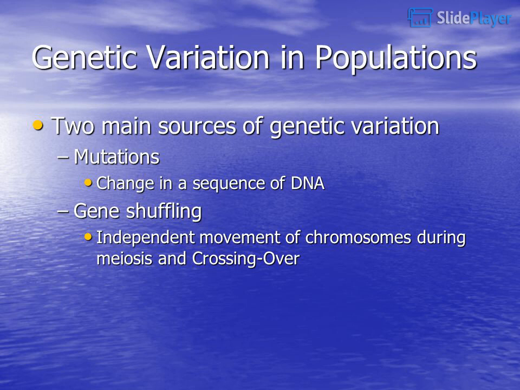Genetic variation in populations. Two main sources of genetic variation. Mutations: a change in a sequence of DNA. Gene shuffling: independent movement of chromosomes during meiosis and crossing over.